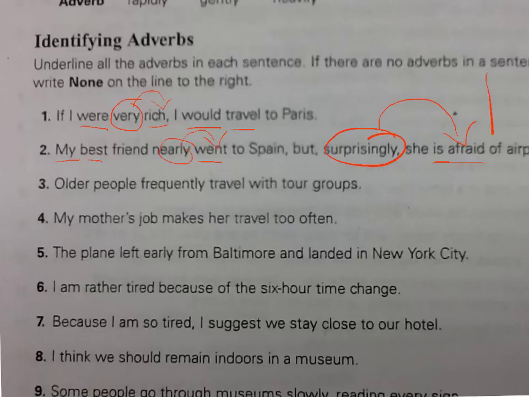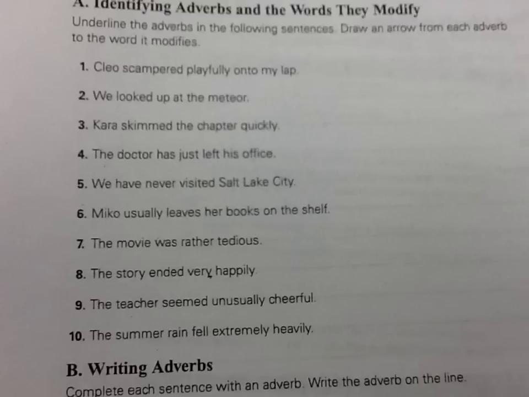So I'm going to let you just go ahead and finish the rest of this assignment, and then flip the page, and we will have a look at the next exercise in this packet. Here is our next exercise. It asks us to underline the adverbs in the following sentence and draw an arrow from each adverb to the word it modifies. In this case, the word playfully is an adverb, and it's modifying the verb scampered.